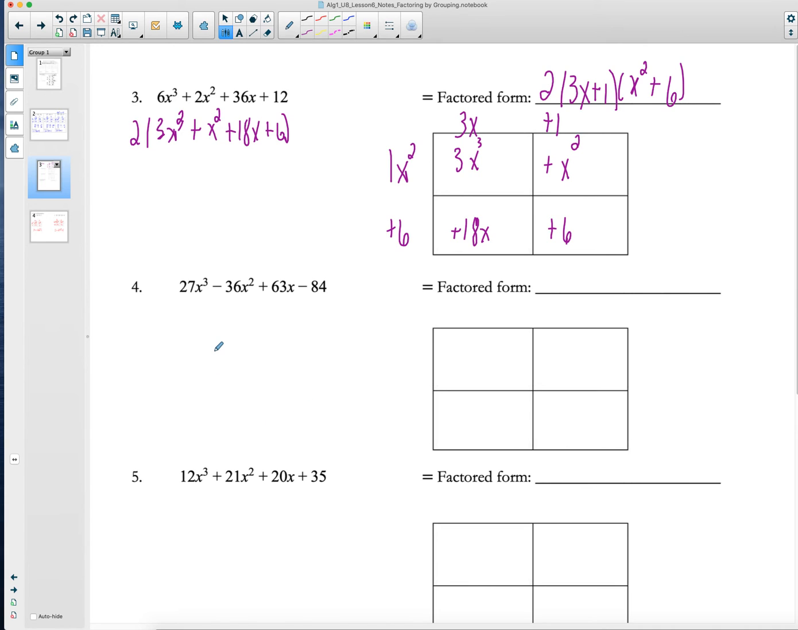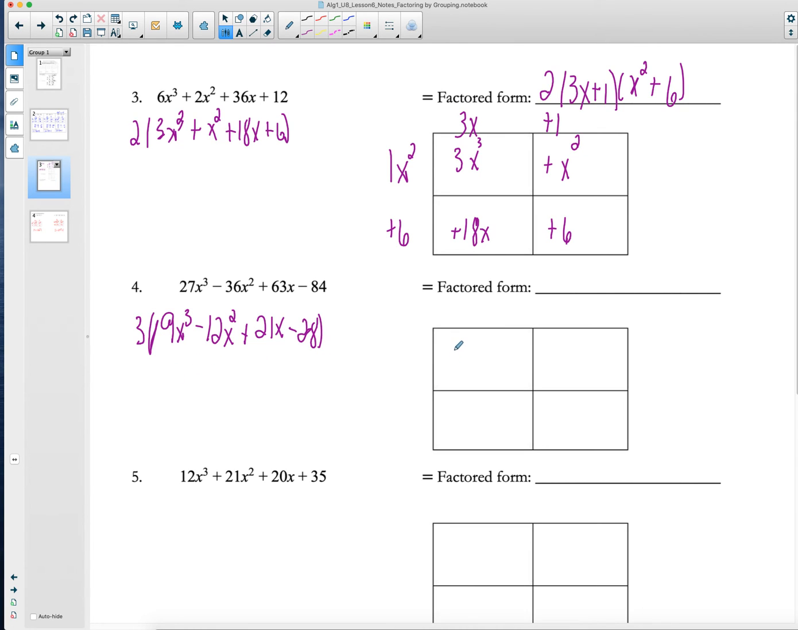All right, so did you catch that you do have a GCF in number 4? It may not be as obvious because of the 84 here, but your GCF would be a 3. So hopefully you took a 3 out of this one, and that would leave us with a 9x cubed minus 12x squared plus 21x, and then minus 28. Hopefully you caught that and found that 3 there.